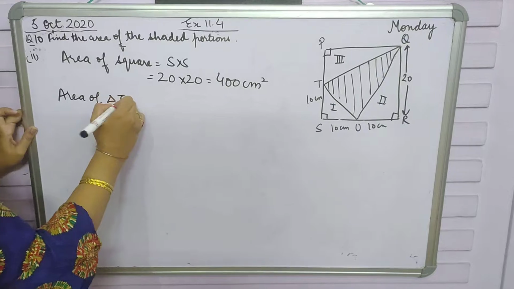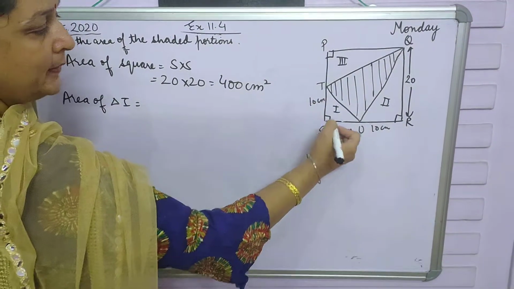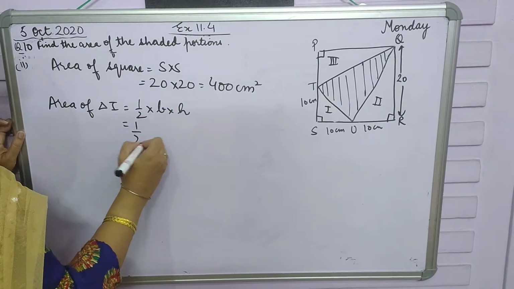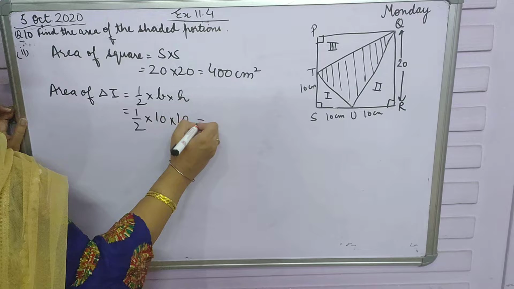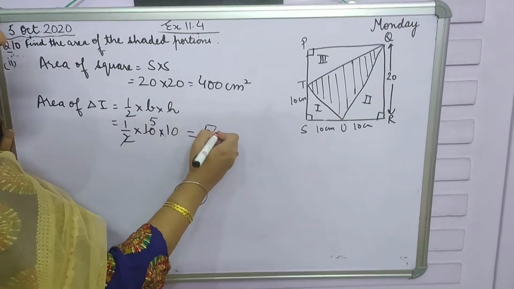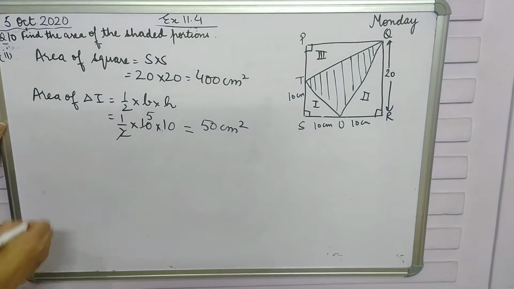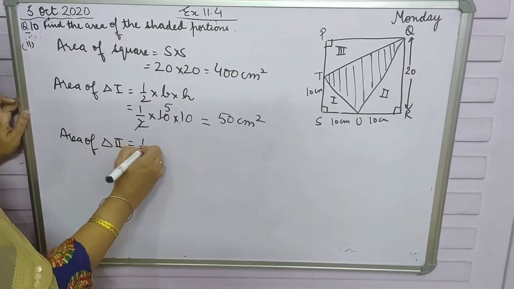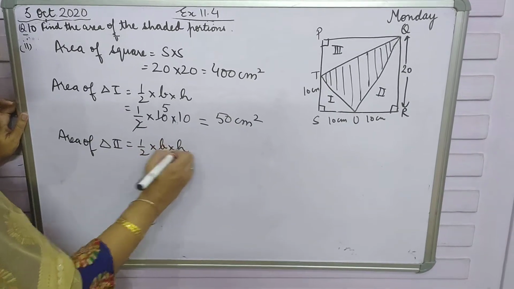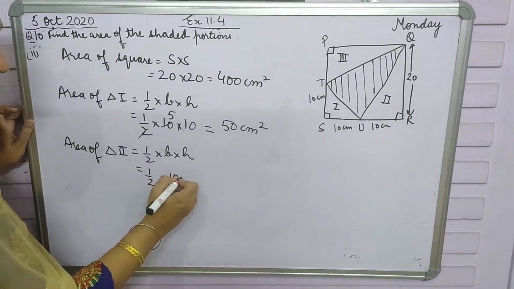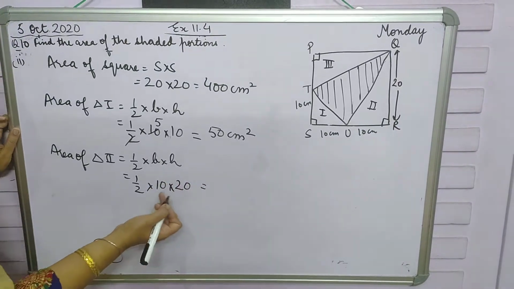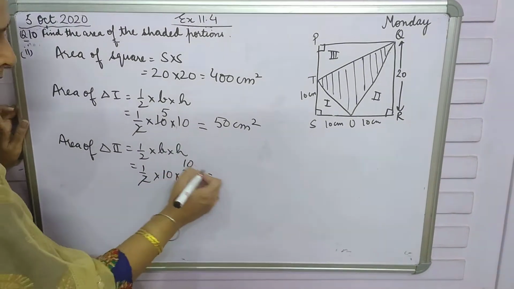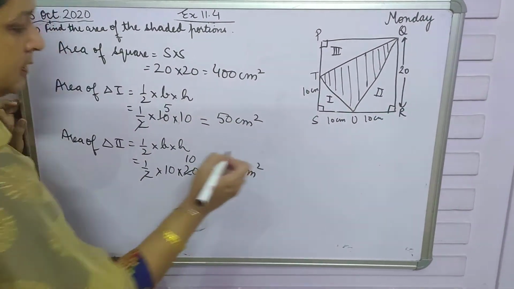Now the area of triangle 1. It is a right angled triangle, so the area is half into base into height. One side will be taken as base and the other side as height. So it is 50 centimeter square. Area of triangle 2, again half into base into height. Here the sides are 10 and 20. If I write 20 here and 10 here, it is not going to make any difference. So it is 100 centimeter square.